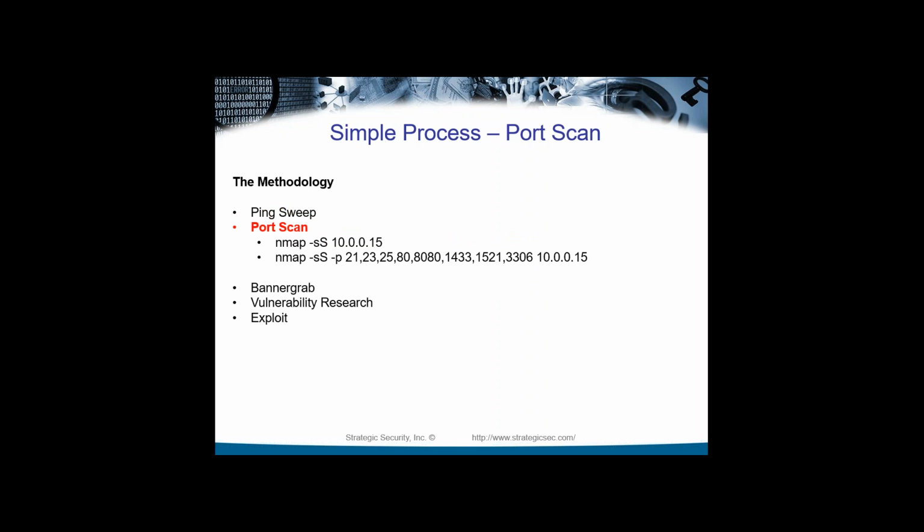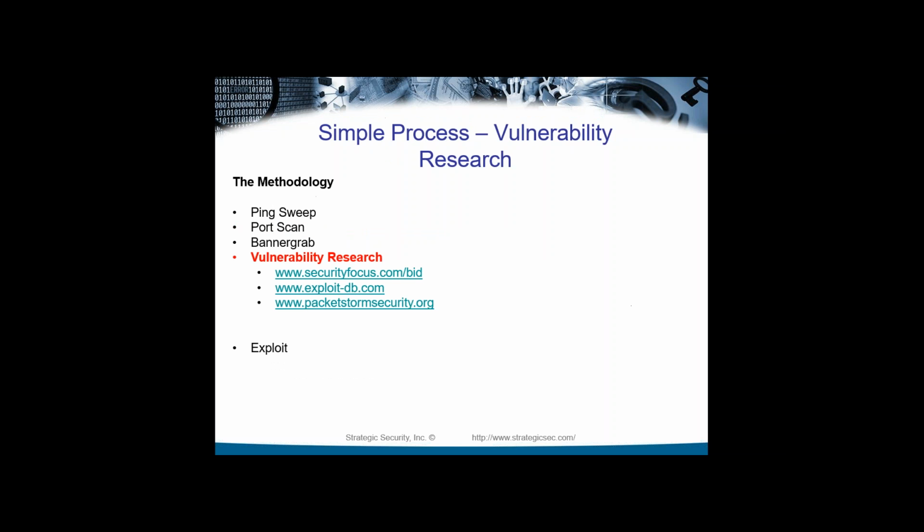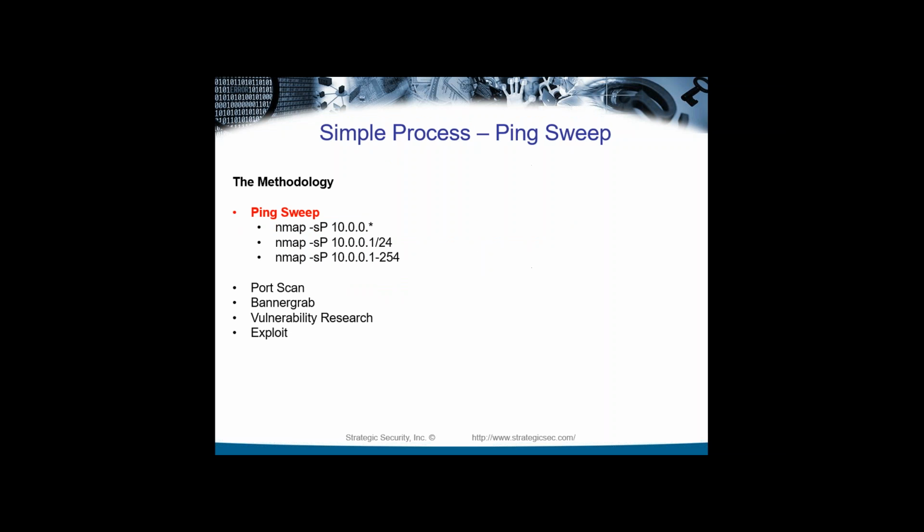Your next step is to port scan. You can do your port scan with the lowercase s, capital S, which is just a generic SYN scan, SYN for synchronization, like in your SYN, SYN-ACK, ACK three-way handshake. Then you want to banner grab. You can banner grab with Netcat, with Nmap, or with OpenSSL for SSL-wrapped services. Then you've got the websites where you do your vulnerability research. I kind of glossed over some stuff.